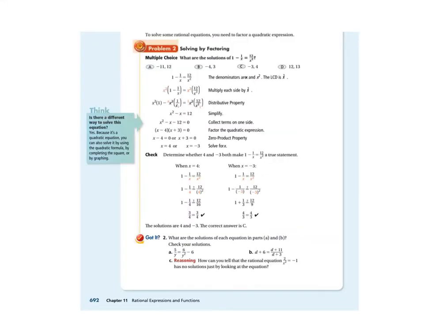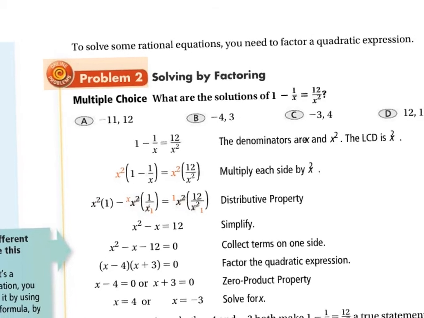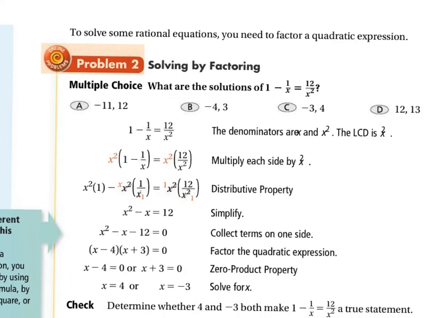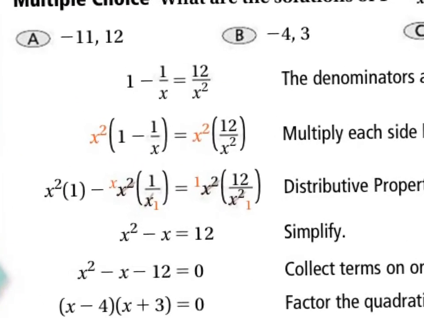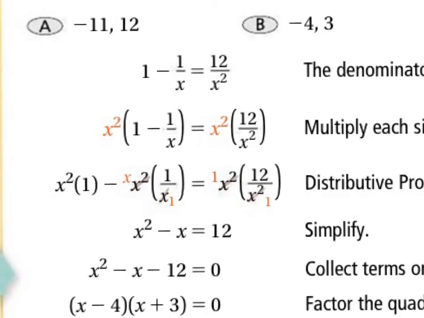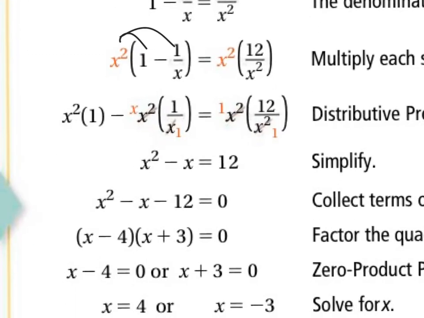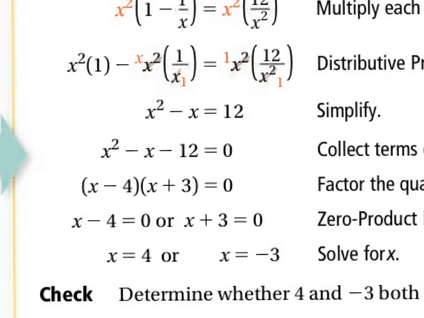Problem 2 just talks about how sometimes when we're solving these, we may have to end up factoring at some point. So if you look at problem 2, same idea as we did before. If you look at the denominators, we have an equation, so we're allowed to multiply on both sides to try to clear out our fractions. We have an x and we have an x squared, so they said let's multiply by x squared. So they distributed here, and then after they reduced, they got x squared minus x equals 12.